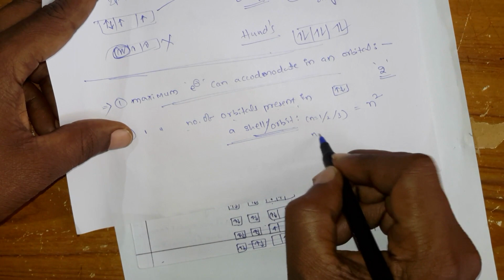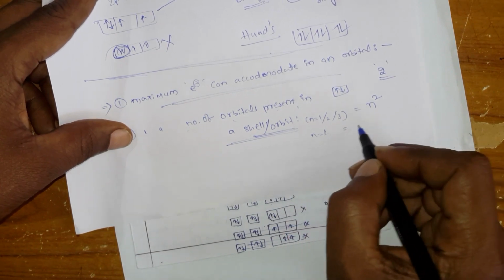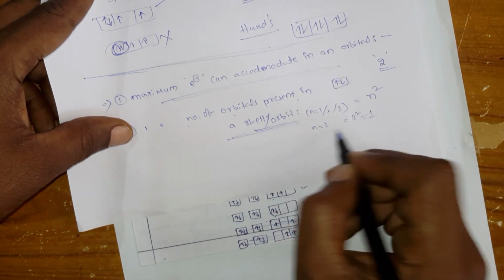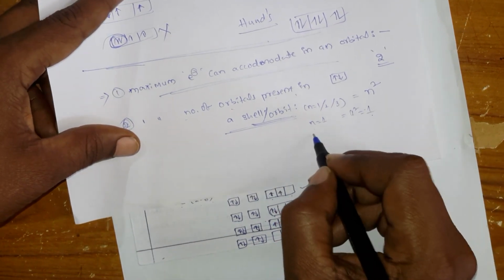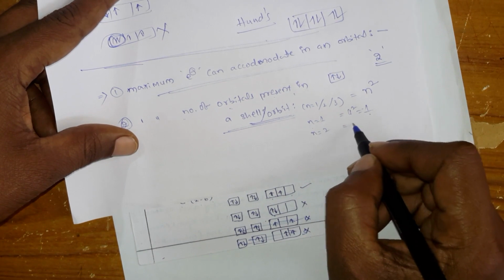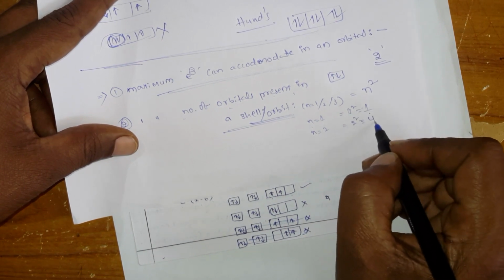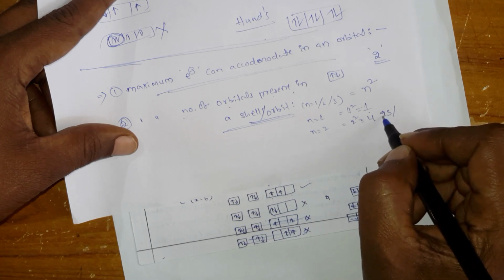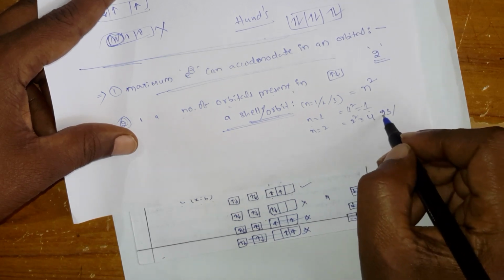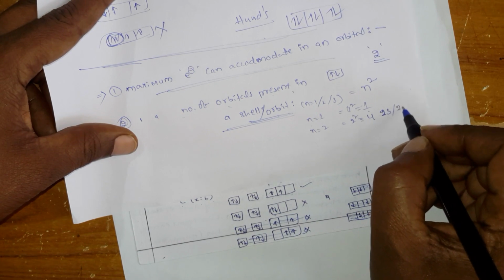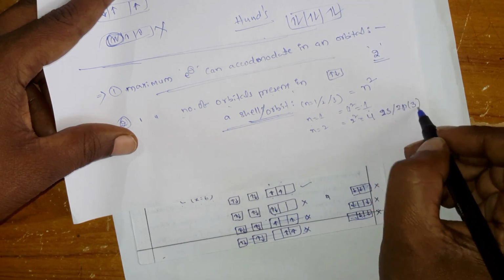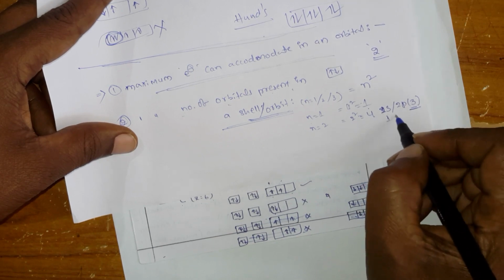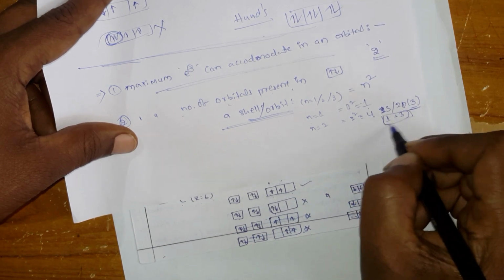Okay, that means if n is equal to 1, the maximum number of orbitals is 1 square, that is equal to 1. So in n is equal to 1, only 1 s orbital is there. In n is equal to 2, it has 2 square, that means 4: one s orbital, sorry, 2s, and in 2p, 3 orbitals, px, py, pz. So one s orbital and 3 p orbitals, overall it is 4.